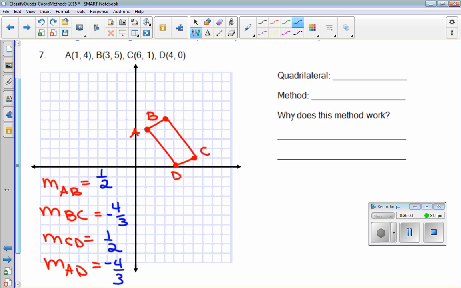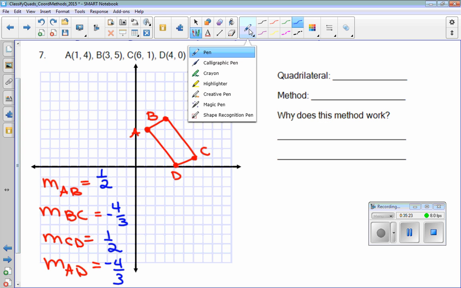Perpendicular lines, so I'd be looking for opposite reciprocals, wouldn't I? For adjacent sides. Are these two opposite reciprocals? Well, opposite, one's positive, one's negative. But are they reciprocals of one another? No. So is it a rectangle? Definitely not. So I know I've ruled rectangle out.